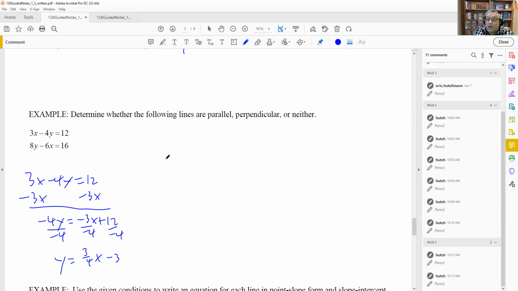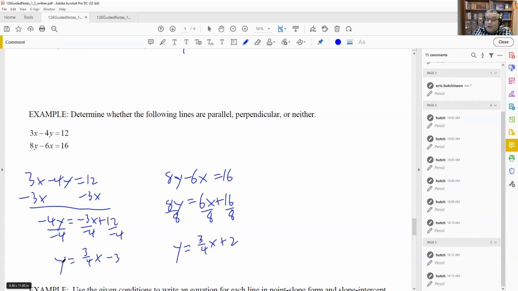Now I want to do that again with the bottom one. So I have 8y minus 6x equals 16. I'm going to add 6x to both sides, so 6x plus 16. Divide both sides by 8, to get y by itself. I get y is equal to, so 6/8 is 3/4, and I have plus 2. So I have 3/4 x minus 3, and I have 3/4 x plus 2.